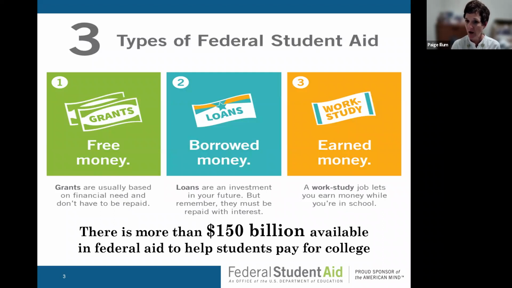The second is a loan. Those are basically loans that you would borrow from the federal government and that you and or the federal government pay interest on, which I'll get into in a moment. And the third source of aid is work study. That is, again, you are granted work study through the federal government, and you would work on Avila University's campus.